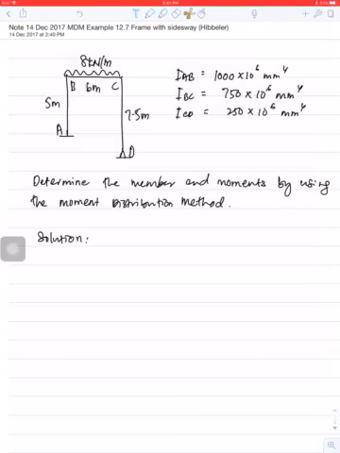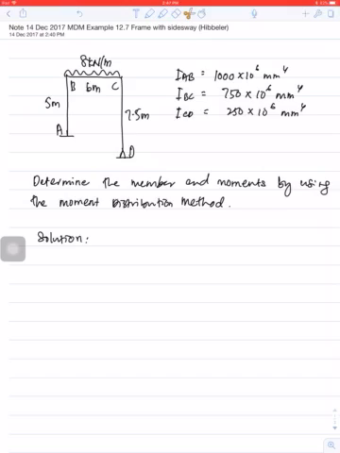Assalamualaikum. Today we are going to learn how to analyze frame with side sway by using the moment distribution method. This is example 12.7 taken from the Hibbeler textbook. We are going to determine the member end moments.